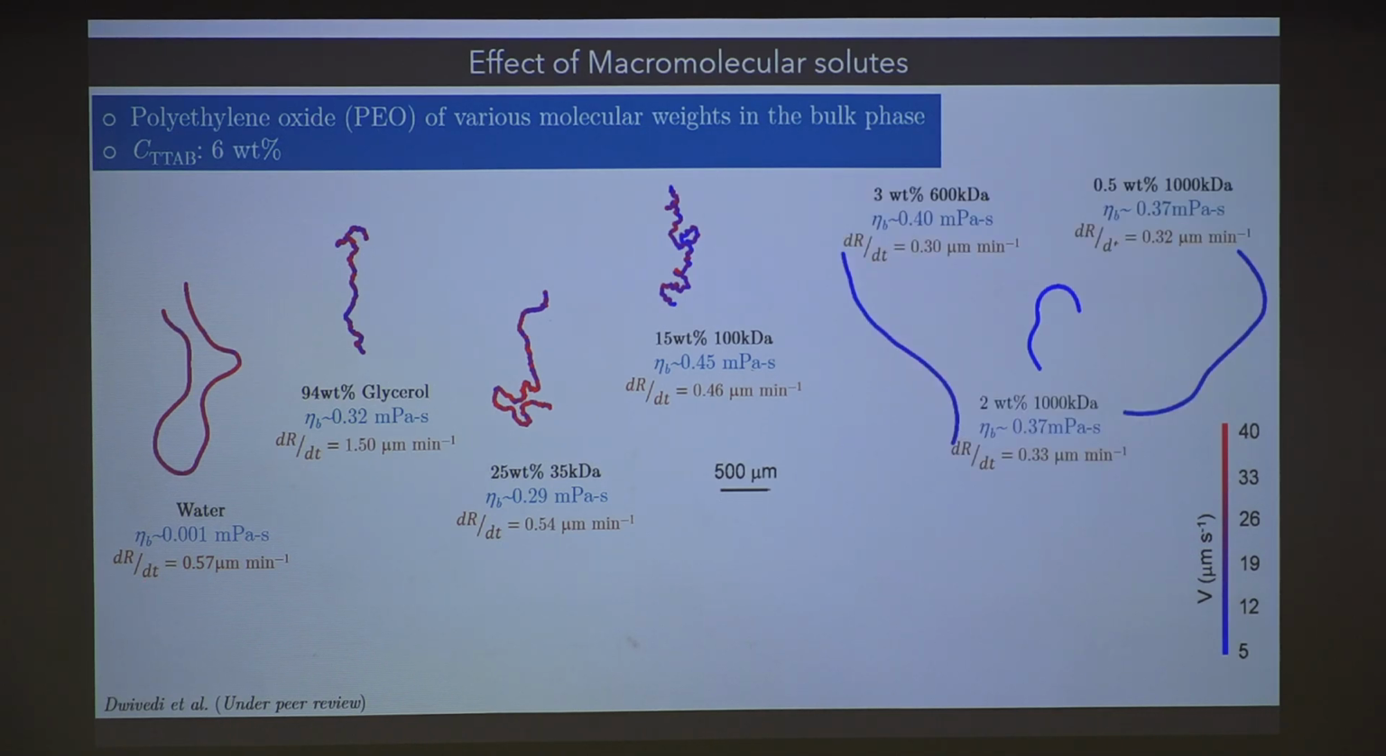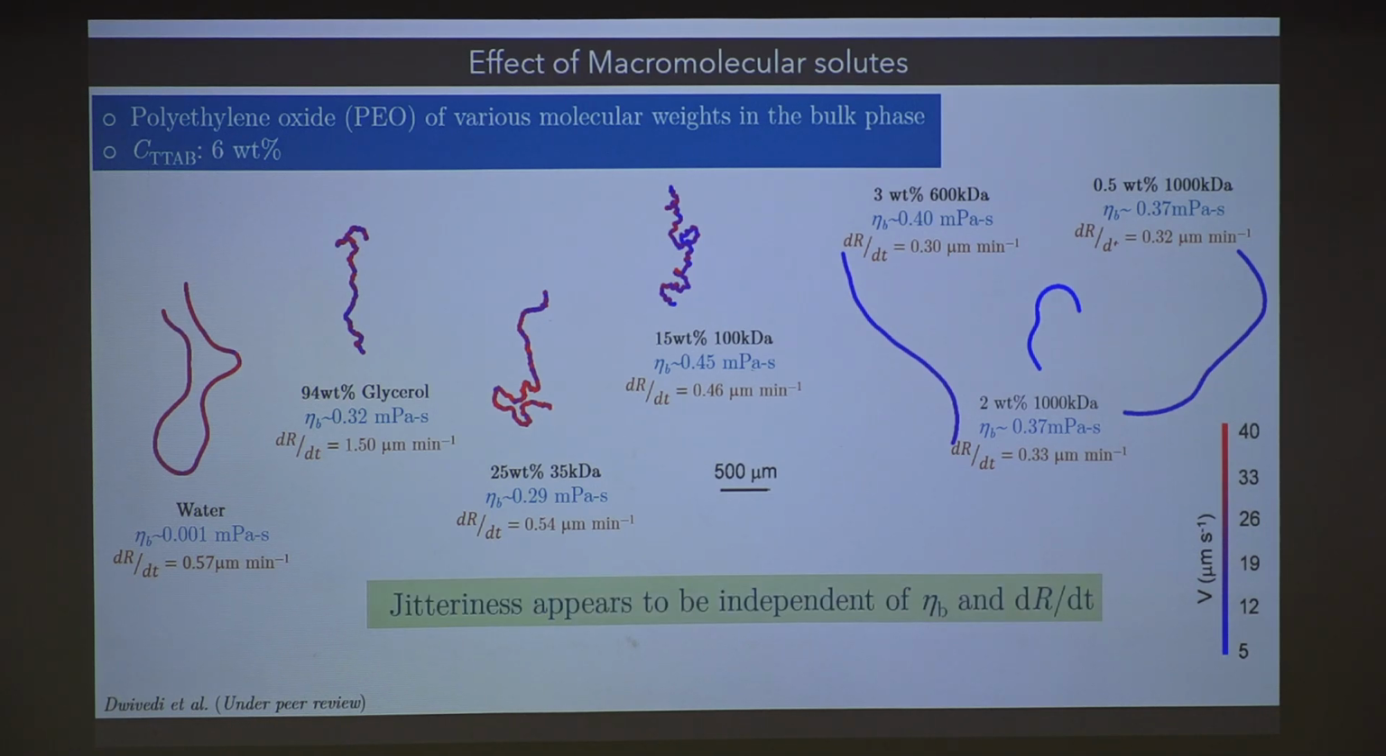Okay? Then what we did was we increased the molecular weight even further. So then we increased the molecular weight from 100 kDa to 8,000 kDa, and sorry for the typo, in the slide it reads 600,000. Now what we see is that again the viscosity is roughly similar to the viscosity of the glycerol system. The rate of solubilization is similar to the rate of solubilization of water, but there is no jitteriness in the system at all, and the trajectories are more smooth in nature. Right? So that tells us that neither viscosity alone nor the rate of solubilization of the systems alone can explain the jitteriness that we observe in the motion of these droplets.